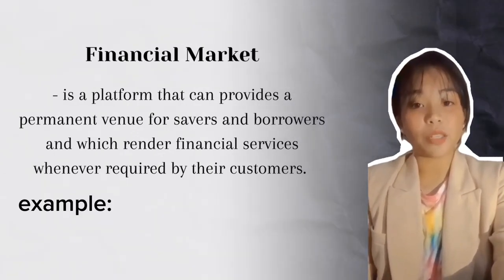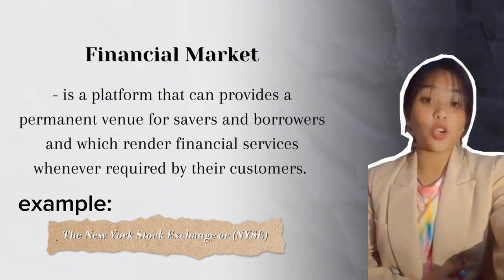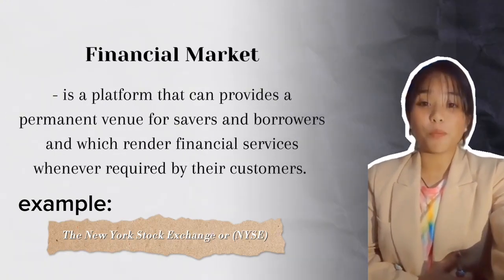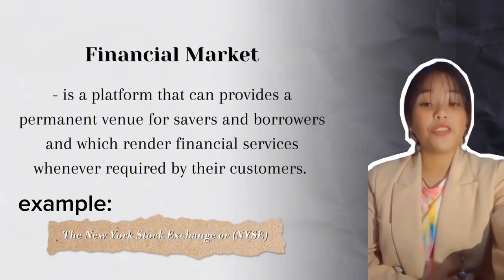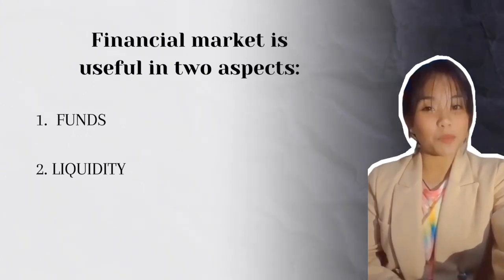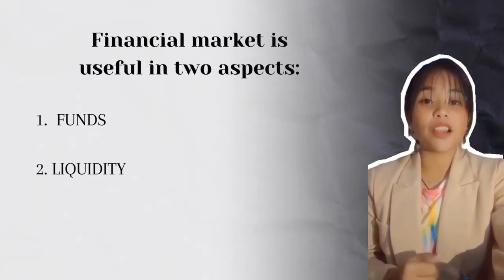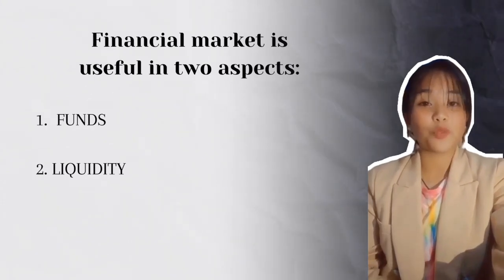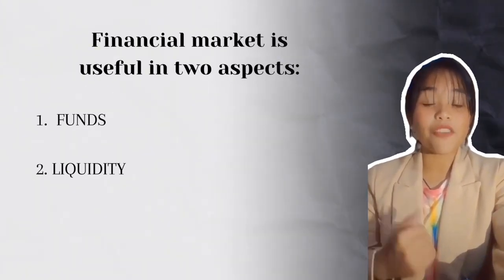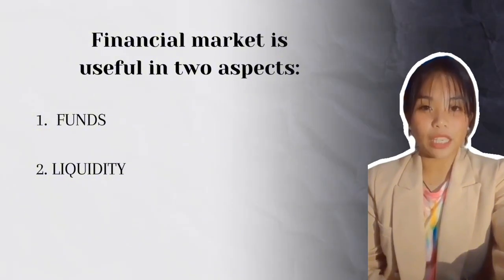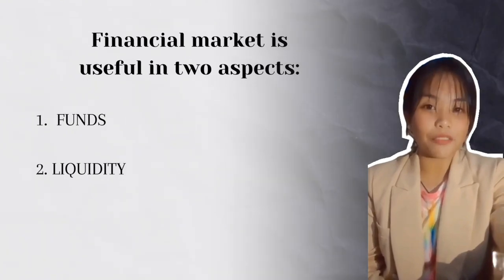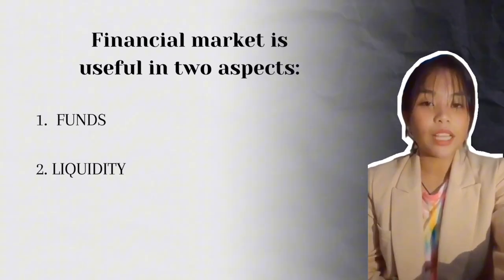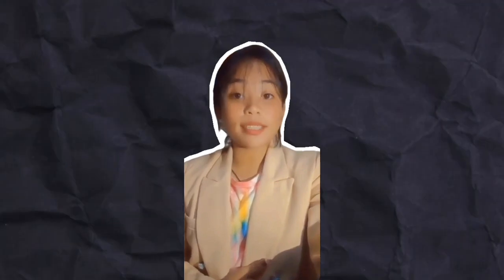An example of a financial market is the New York Stock Exchange, or the NYSE, a financial market where stocks are able to be traded. In addition, financial markets are useful in two aspects. First, funds are directed to those who can use them most efficiently. Second, liquidity is provided to savers, which is more reliable. So, financial markets transfer funds directly or indirectly.